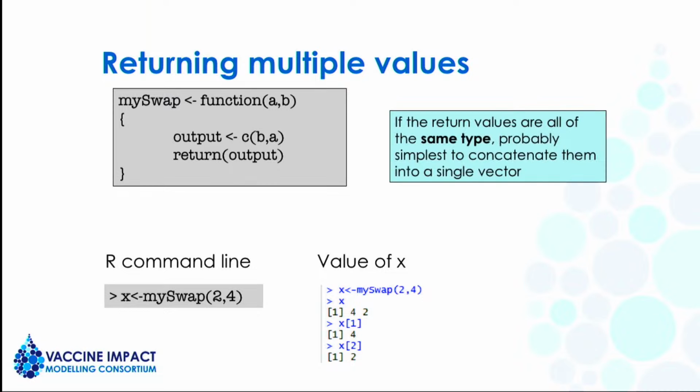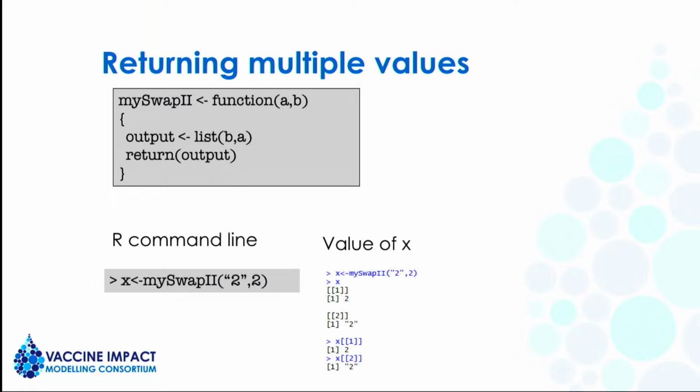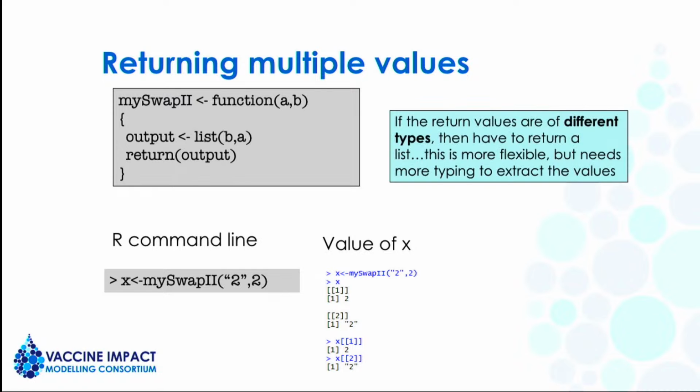If the return values are all the same type, the easiest thing is to just concatenate them into a single vector. If they are different types, and you might have a number, a matrix, a bit of text, a model output from a statistical package, then you can combine them together in a list, which is another general purpose container or data object in R, which can hold any different type of object. It's a slightly different syntax. Hopefully you've all seen, at least briefly, these double square brackets rather than the single brackets.